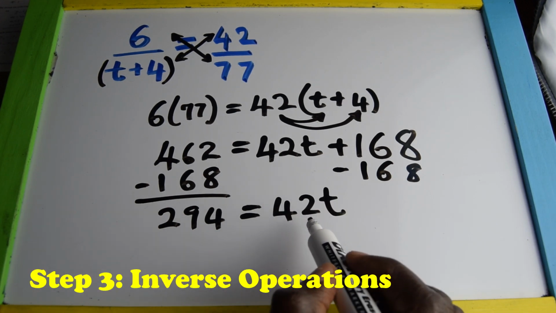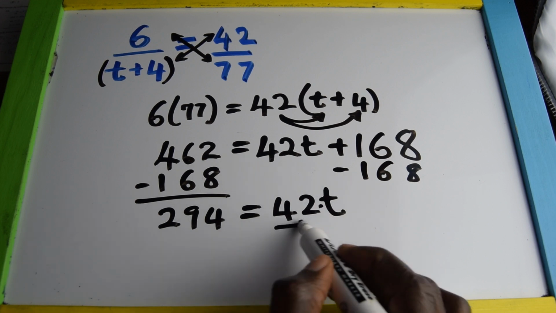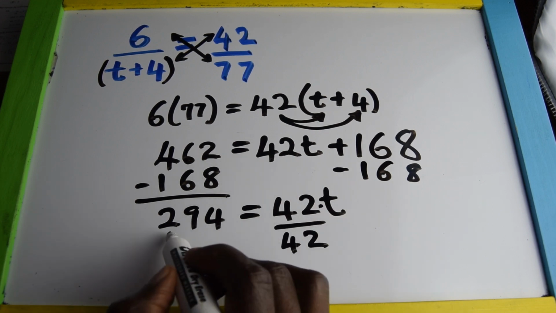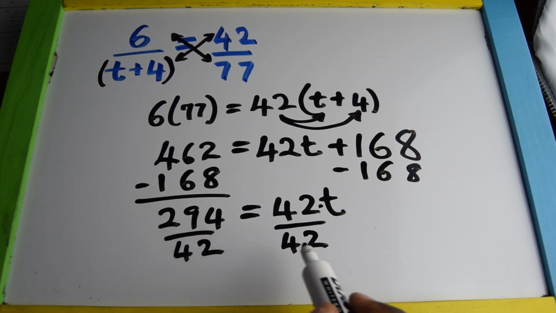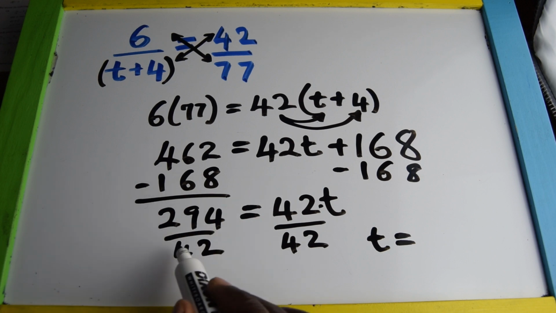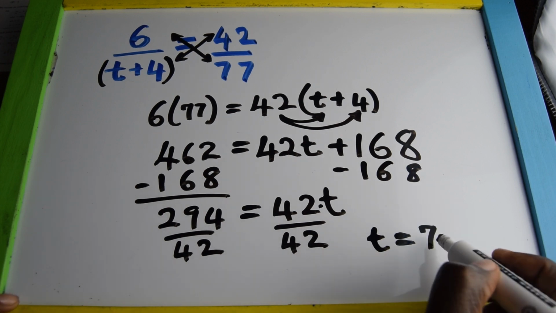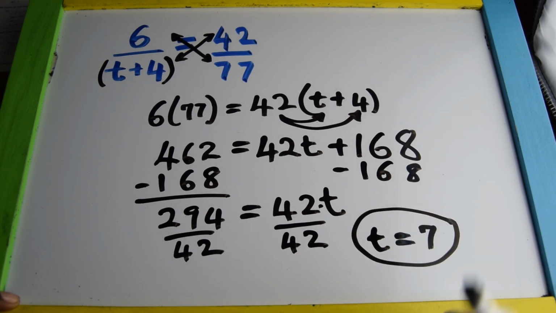I divide both sides by this number here, because 42 is multiplying t, so divide by 42, divide by 42. So t is equal to, now 294 divided by 42 is, last time I checked, it was 7. T is 7.